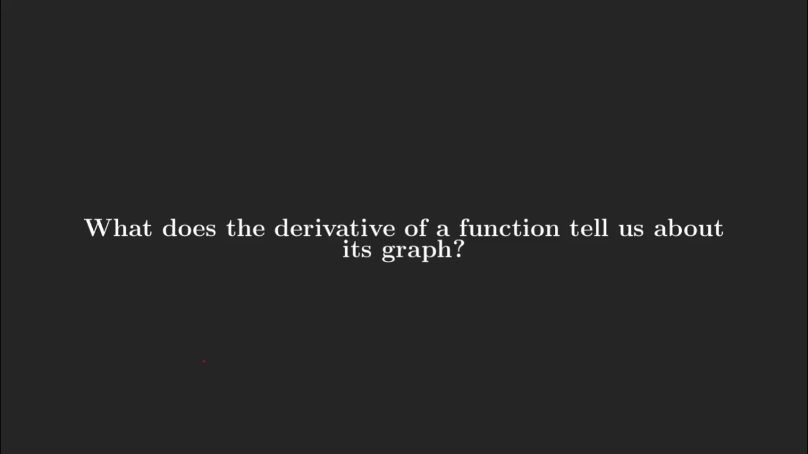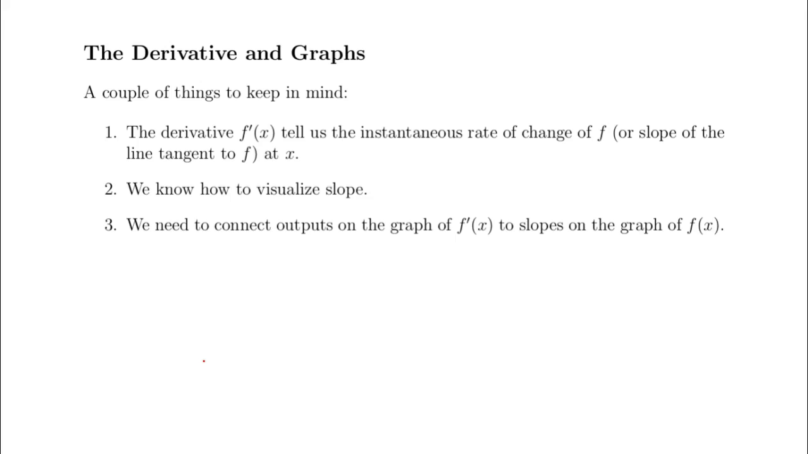But now, how can we connect a derivative function with the function that it came from graphically? A couple things to keep in mind when we're thinking about derivatives and graphs. The derivative f prime of x tells us an instantaneous rate of change of f, or really the slope of the tangent line, right?